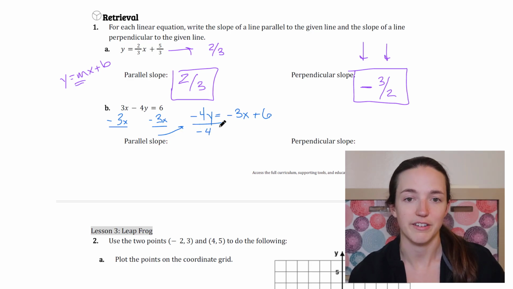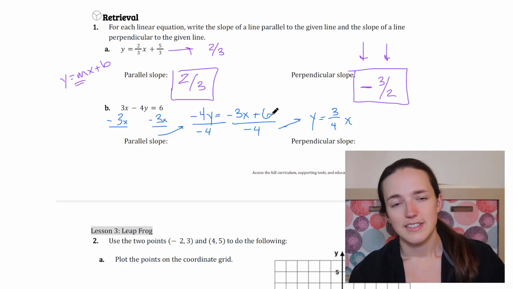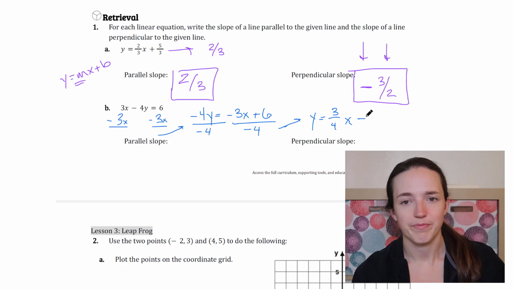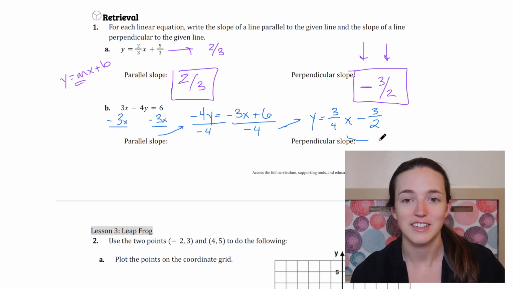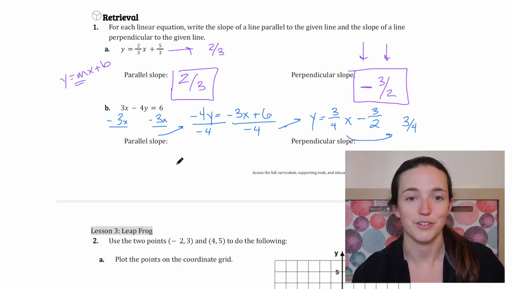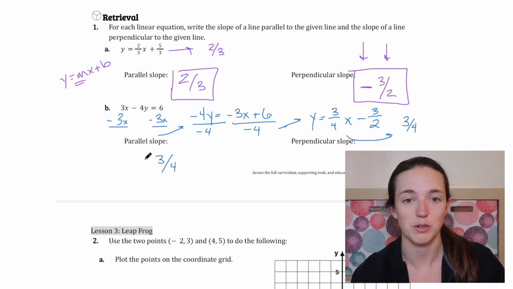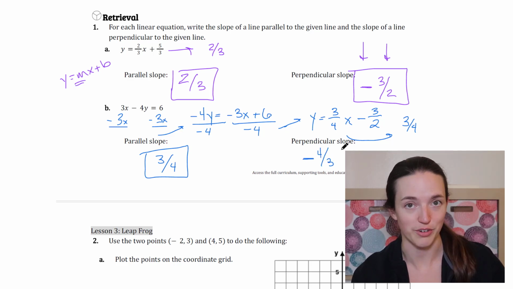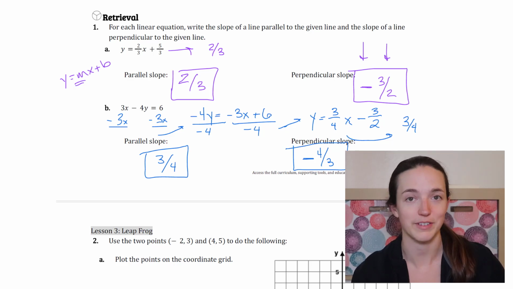Then I'm going to divide by -4. Y equals negative divided by negative would be positive 3/4 x. I can't simplify that anymore. 6/-4, -3/2, although honestly that doesn't really matter here because the slope is 3/4, and that's really all we care about. So the parallel slope would be 3/4, it's equal. Perpendicular slope, we do opposite reciprocal. So -4/3. Change the sign, flip the fraction.